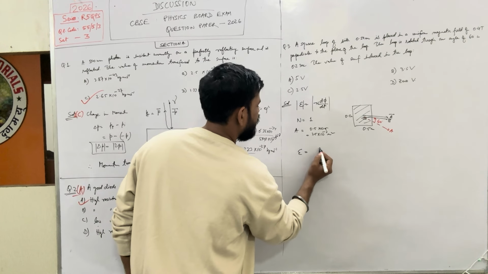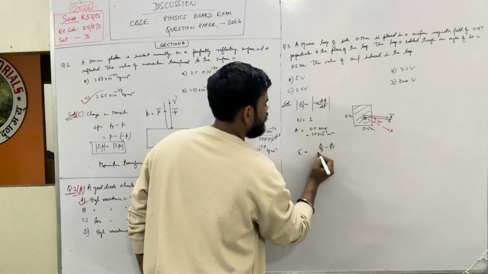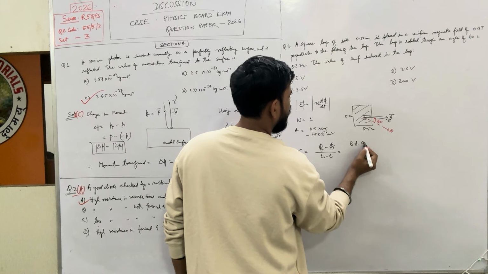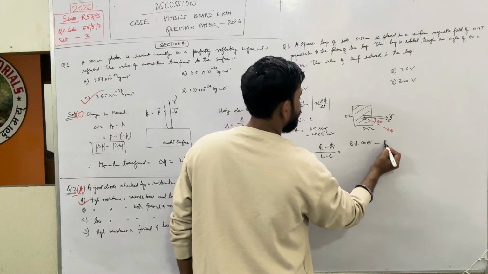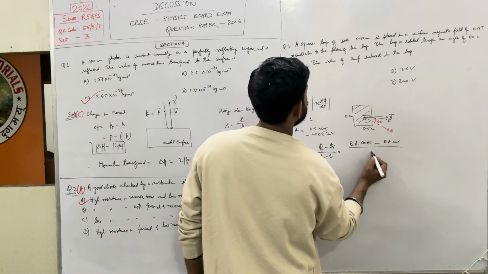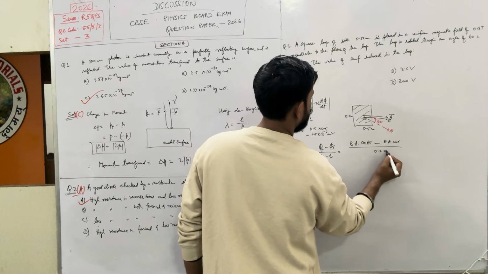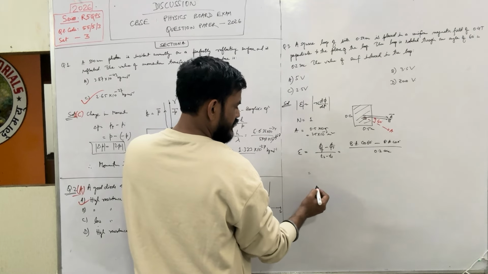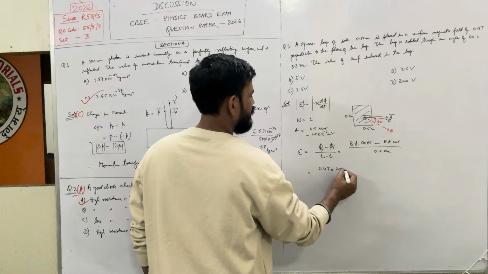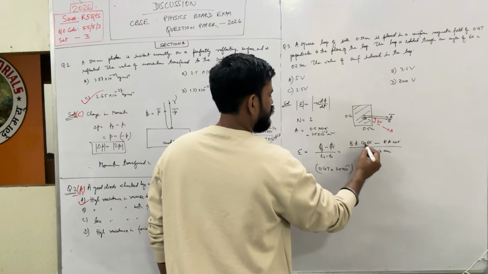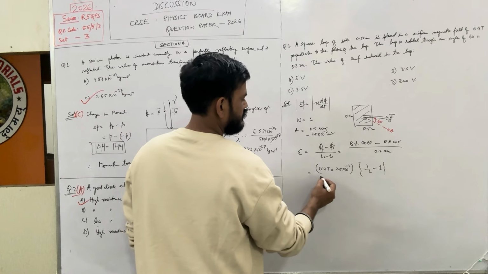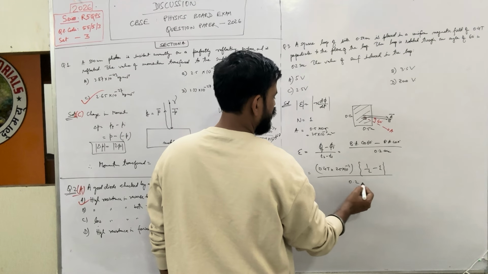So the induced EMF will be flux final minus flux initial divided by time taken. Flux final will be B dot A cos 60 degrees minus B dot A cos 0 degrees, divided by the time taken, which is 0.2 seconds. If you take BA common, B is 0.4 Tesla, area becomes 225 into 10 power minus 2, and cos 60 is half, cos 0 is 1, and time taken is 0.2.